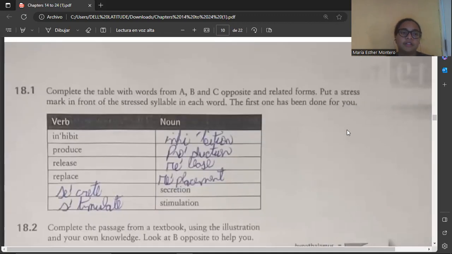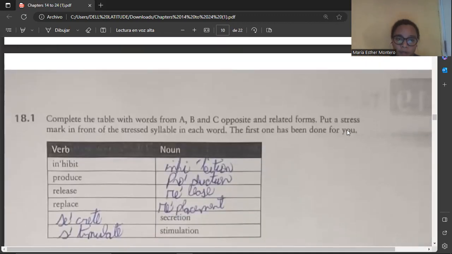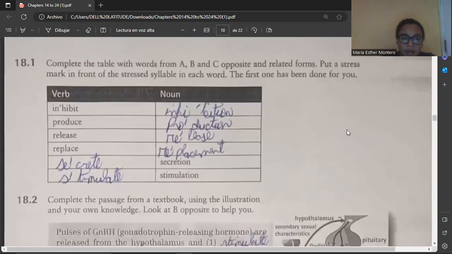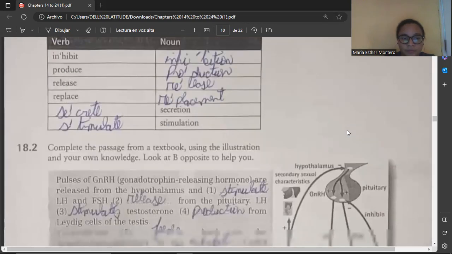Exercise 18.1. Complete a table with words from A, B, and C opposite and related forms. Put a stress mark in front of the stressed syllable in each word. The first one has been done for you. Inhibit, inhibition. Produce, production. Release, release. Replace, replacement. Secrete, secretion. Stimulate, stimulation.